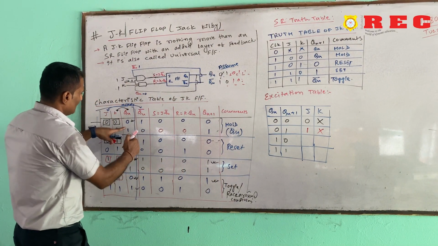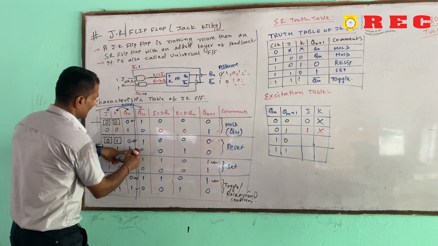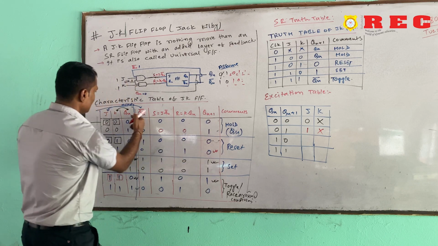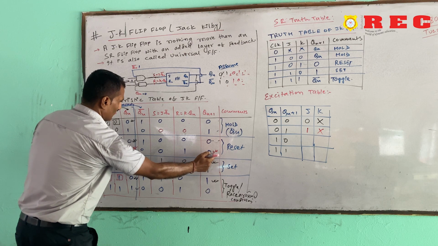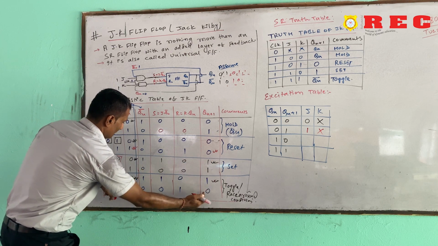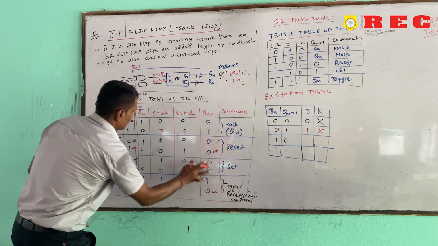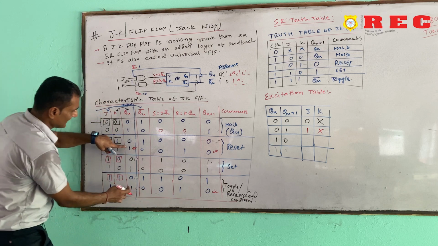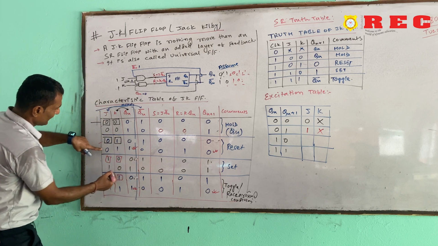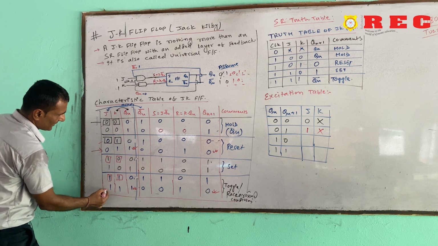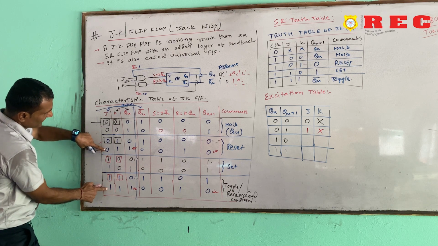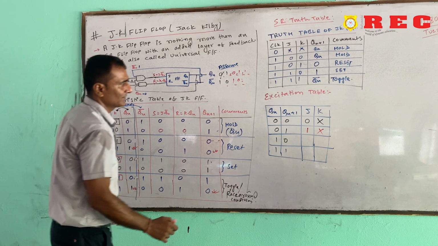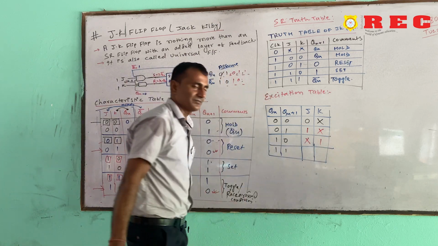Now 1 0. Here Qn is 1 and Qn plus 1 is 0, this red one. There is nothing else here. At that time the value of J is 0 and 1, and the value of K is 1 1. So this will be X and this will be 1.